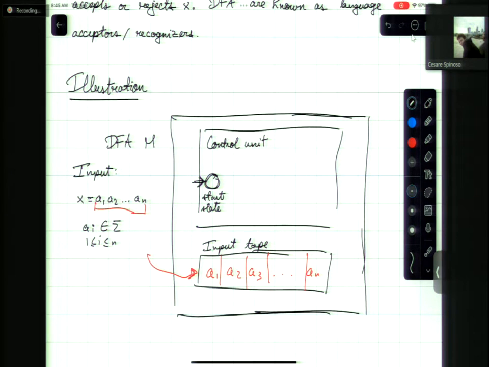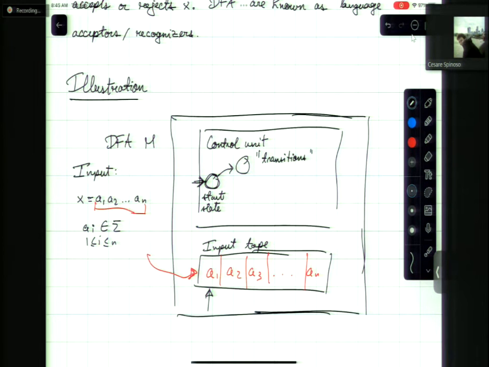So my control unit is now at the start state, and now what it needs to do is start reading the string, right? Because the whole point is to read the string and then say whether it accepts or rejects the string. So how does it do that? Well, it's going to read the first symbol of the string. It goes from left to right. And so it reads A1, and based on A1, it's going to do something. So maybe if it's at its start state and it's reading A1, then it goes to some other state. Okay, so we say that it transitions. So the DFA transitions to some other state.